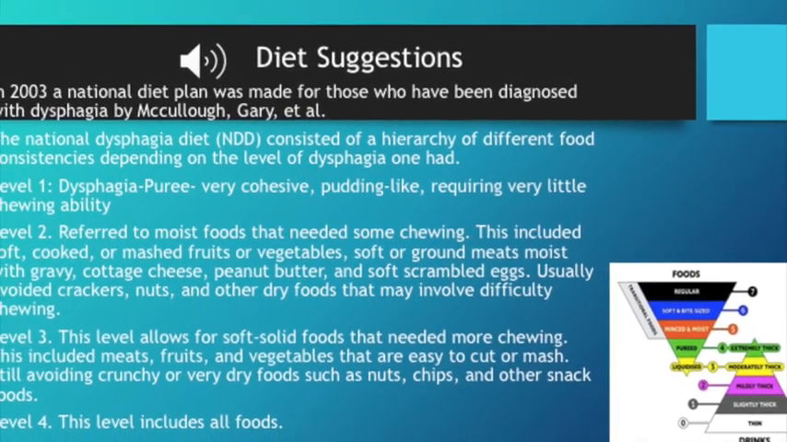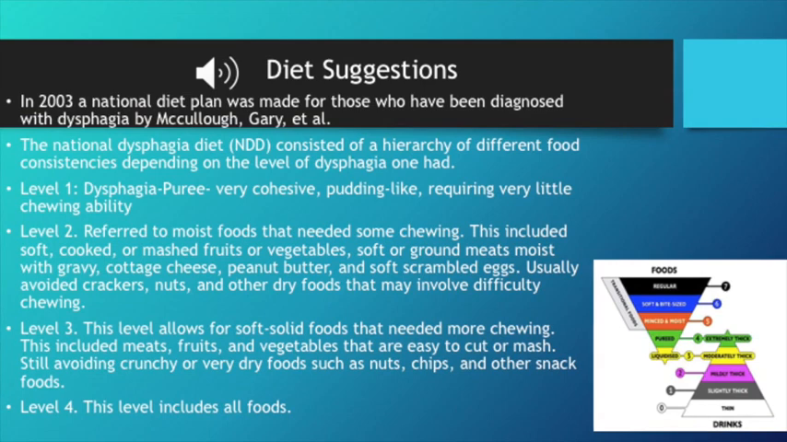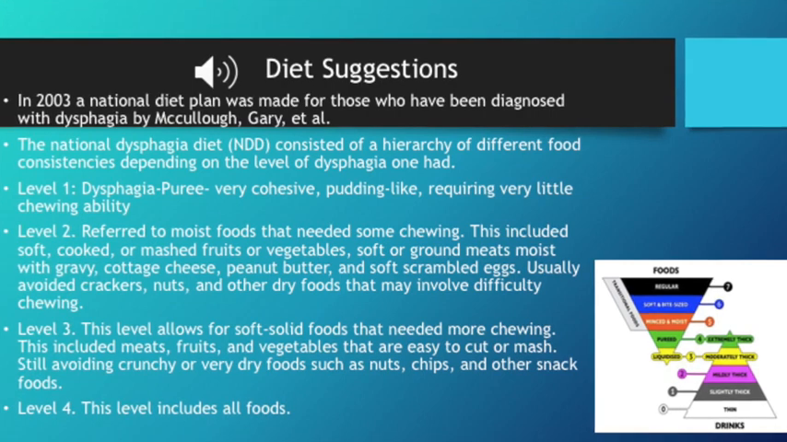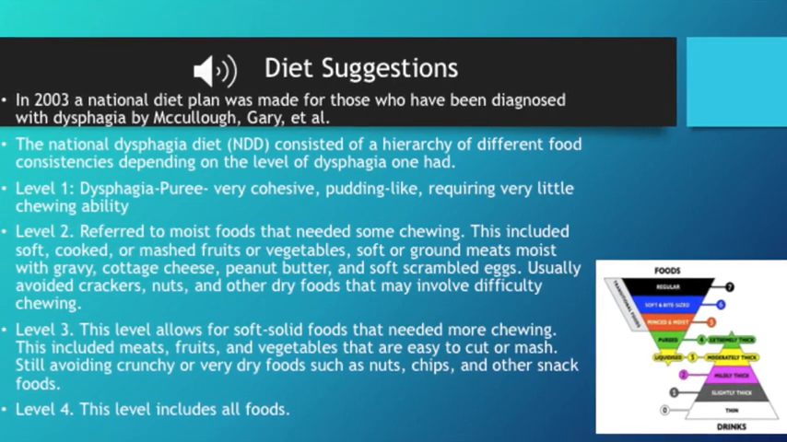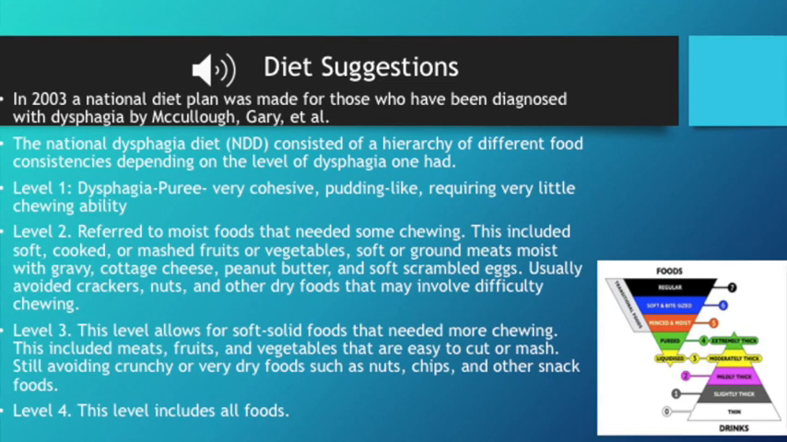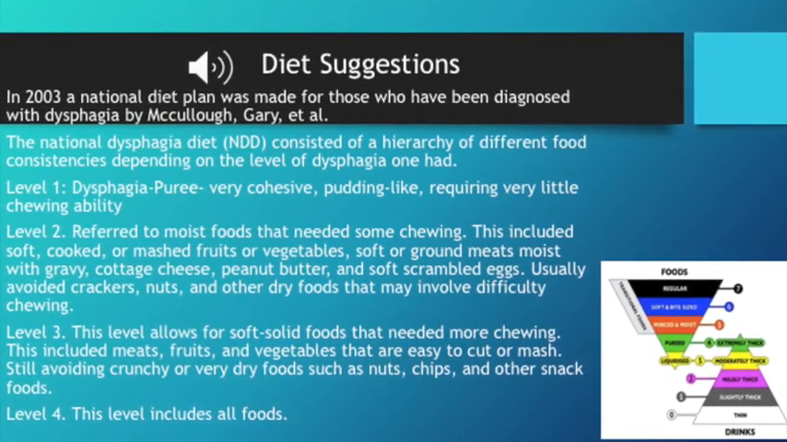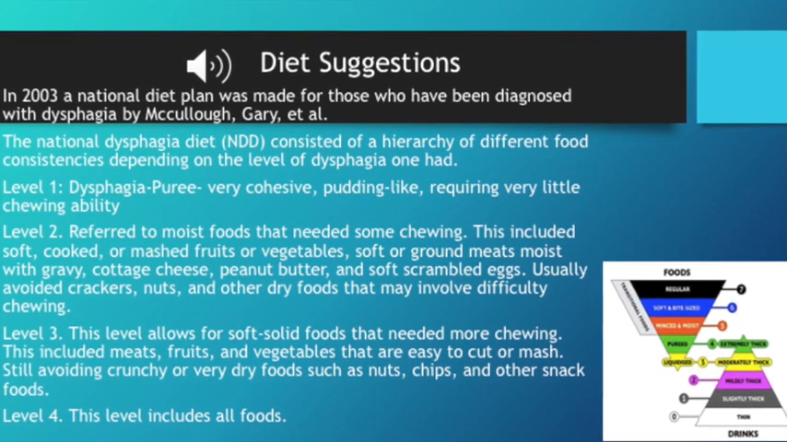Back in 2003, a national diet plan was created to help those with dysphagia consume food properly through texture modification. The NDD, or National Dysphagia Diet Plan, was developed through consensus by a panel of dietitians, speech-language pathologists, and a food scientist. There are 4 levels of semi-solid to solid foods that were proposed in the NDD.